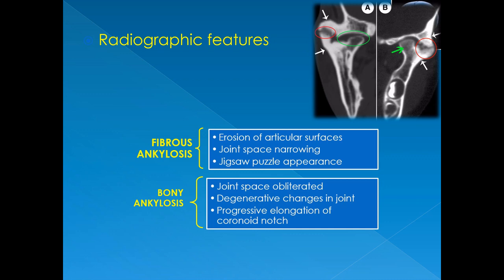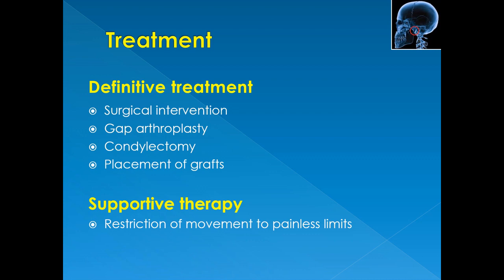Coming to the treatment aspect, if the function is inadequate or the restriction is intolerable, then surgery is the only definitive treatment available. Surgical intervention includes gap arthroplasty, where there is complete resection of the ankylotic mass. Also techniques like genioplasty and distraction osteogenesis are used to correct TMJ ankylosis. This can be reconstructed with the placement of TMJ grafts. As for supportive therapy, since the ankylosis is asymptomatic, generally no supportive therapy is indicated.